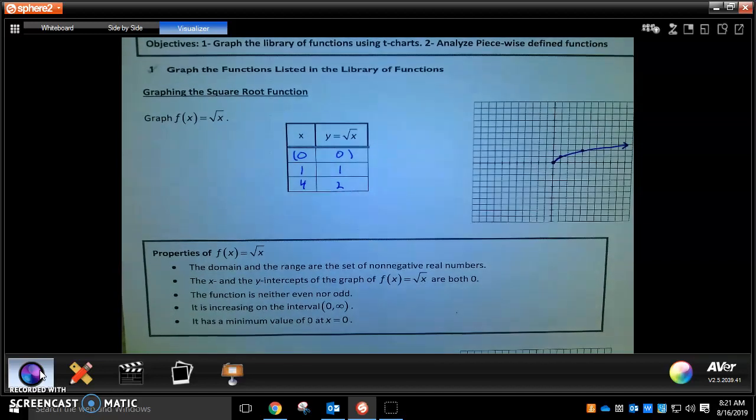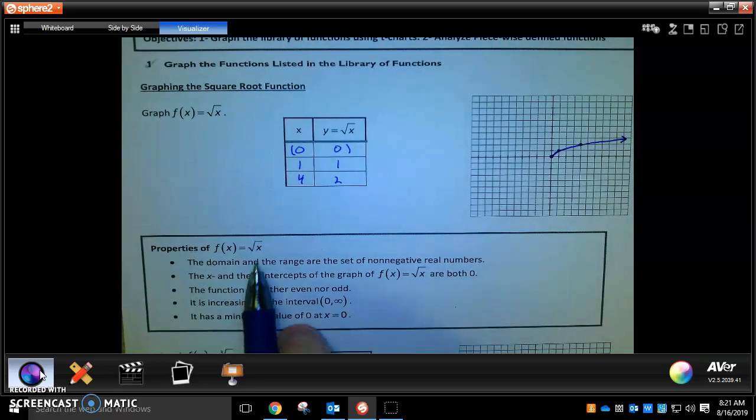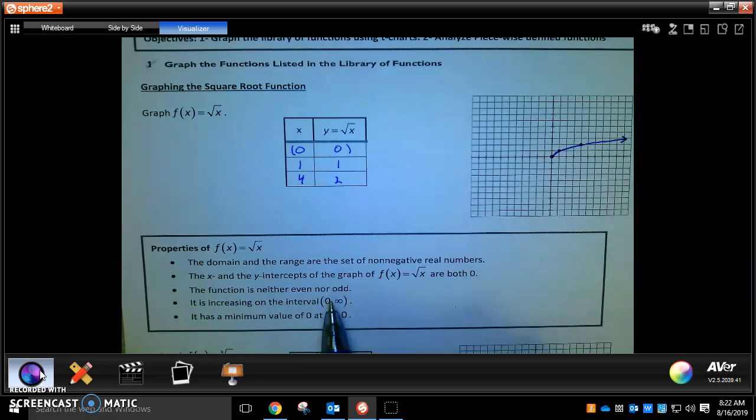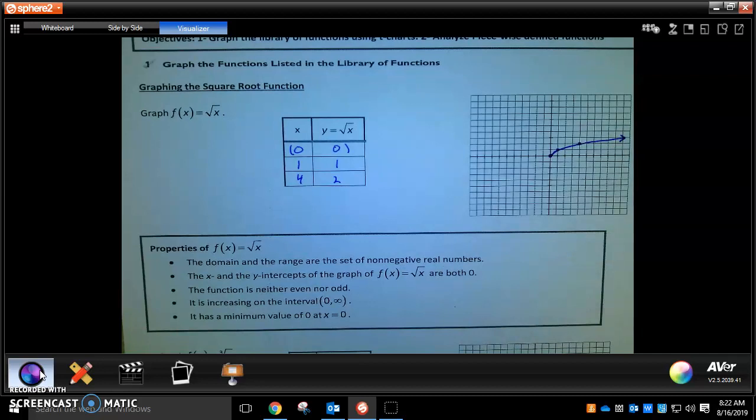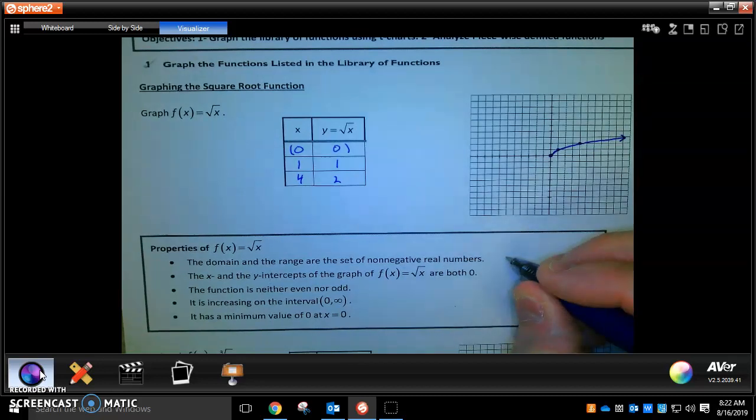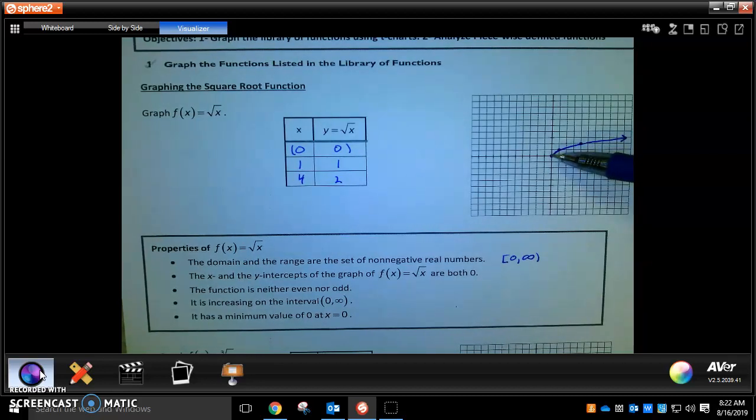Now down here in this box I have some properties of the square root function. These are not things for you to memorize. This is just information that you should be able to look at that graph and tell. Like the domain and the range are the set of non-negative real numbers. In other words, the domain is everything from 0 to infinity, but so is the range. The x and the y intercepts are 0, so the graph goes through the origin.